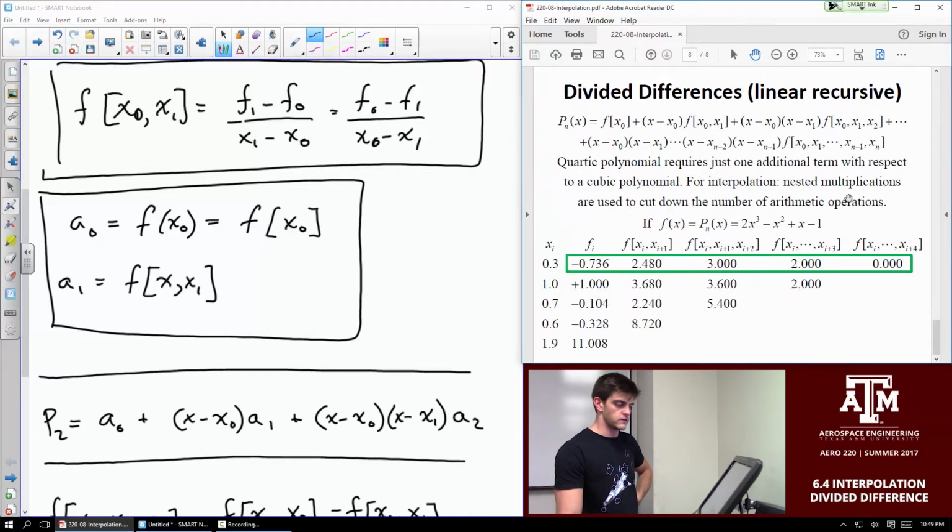And so to demonstrate what this looks like, here are some divided difference values. And you can see that the last coefficient is actually 0. So even though we have 1, 2, 3, 4, 5 points, we're not going to do fourth order interpolation. We're only going to do third order interpolation, which is apparent right here.